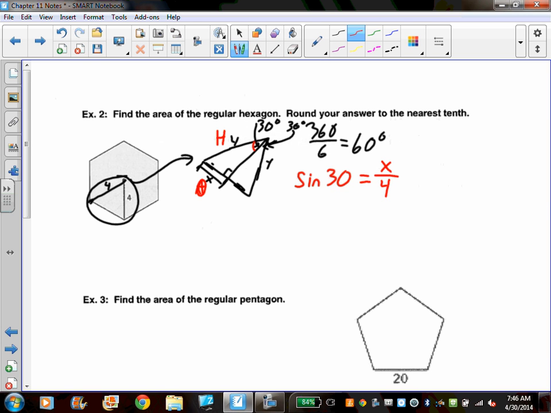If we want to find out what x is, we'll multiply both sides by 4 to get rid of the 4 over here. And we need 4 times sine of 30. If you do 4 times sine of 30 correctly in your calculator, what you'll discover is that x equals 2. So we know that this has a length of 2, which means that from here to here will also have a length of 2, which means that the bottom is altogether a length of 4. And that's part of what we need in order to be able to find the area.